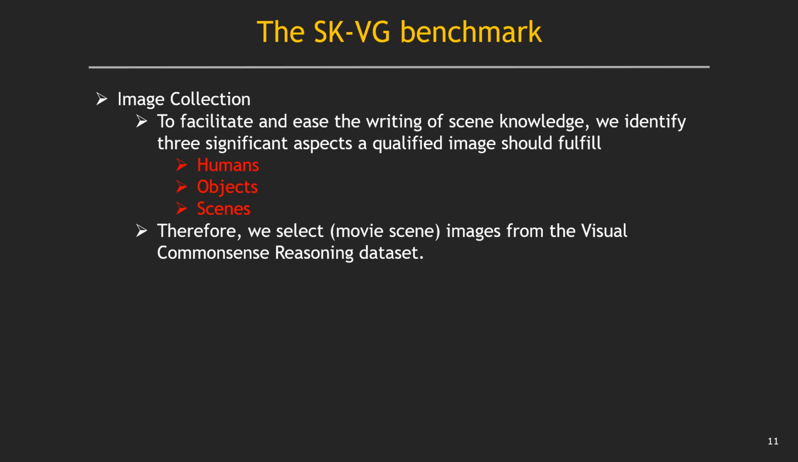1. Humans are the main body of a story. A satisfying image is better full of multiple characters with interactions in order to create complex and dramatic stories. 2. Objects are also essential and necessary to complement the details of a story. 3. Scenes are the third factor we cannot ignore, since the scenes determine the background and starting point of stories. Complex and real scenes like theaters, classrooms, and parks can inspire diverse stories. Therefore, we select movie scene images from the Visual Commonsense Reasoning dataset.